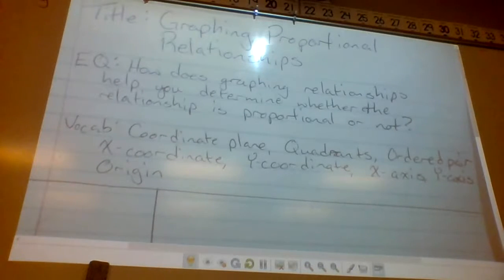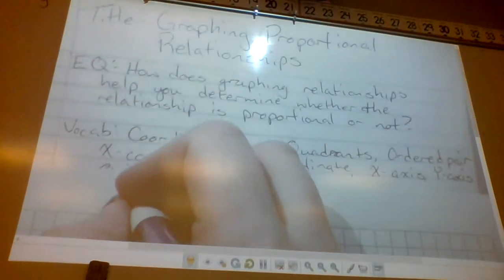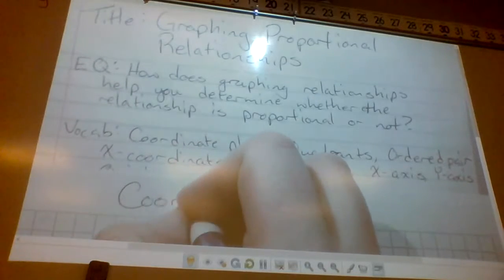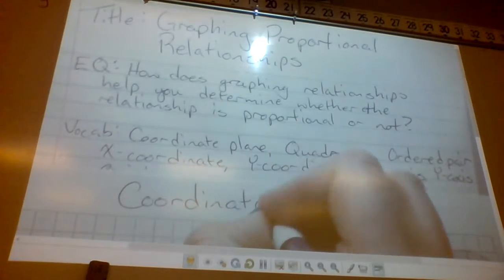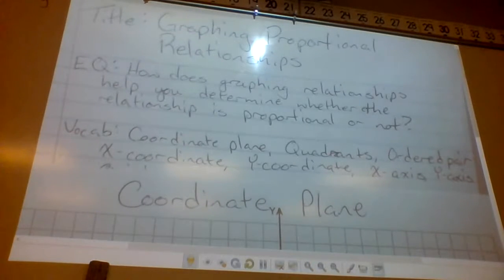You gotta share. Okay? Do you guys know what this is called? It is not a graph. This is called a coordinate plane. So we're going to title this up here. All of it is the coordinate plane. Okay?